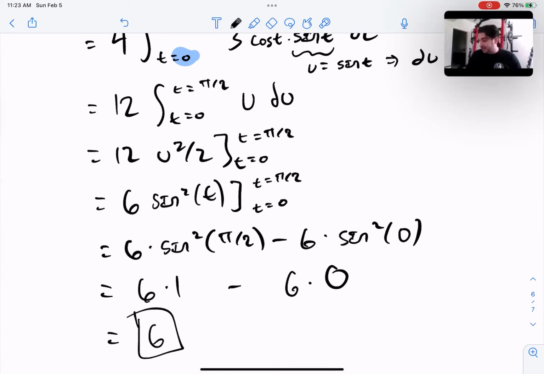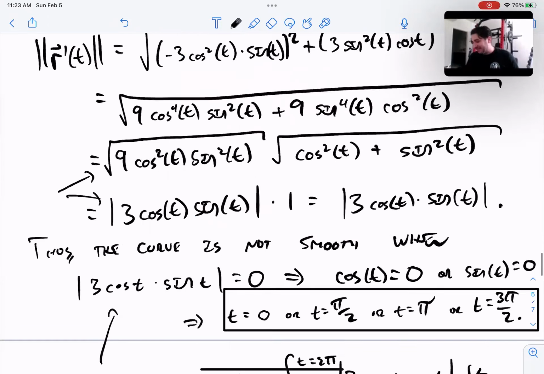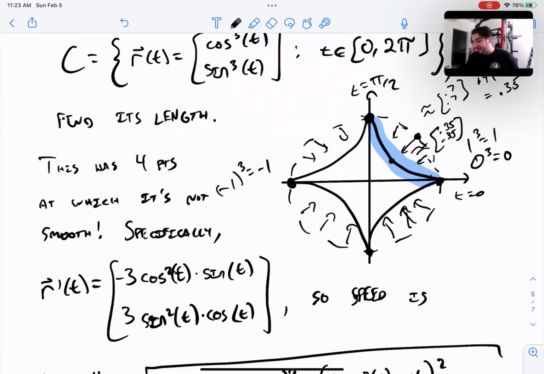parametric curve, right? So for being kind of a wonky figure, sine cubed times cosine cubed, it actually has a really nice arc length, right? It's just 6. It comes out to an integer, which is a bit of a surprise, maybe, right? But it comes out really nice. So that's the length of this little star shape.